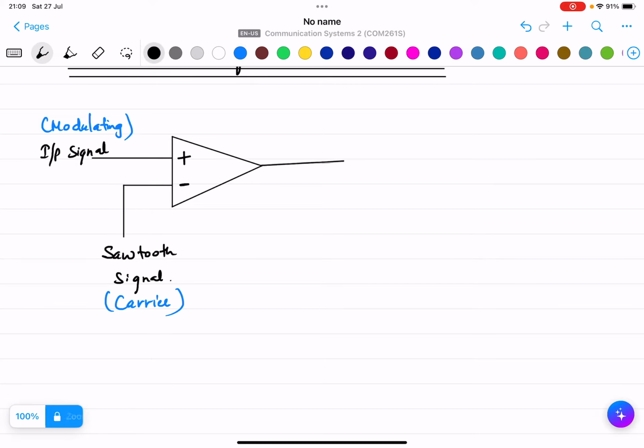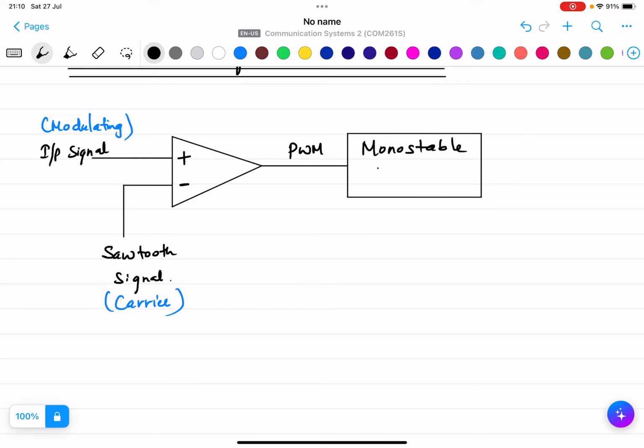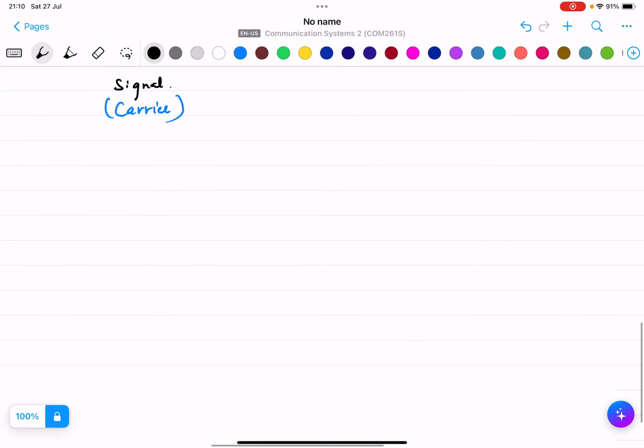This will give me PWM, as we did earlier, and this will pass through a monostable multivibrator, and this will give me the PPM signal. So this is the block diagram, and I'll do the explanation here.